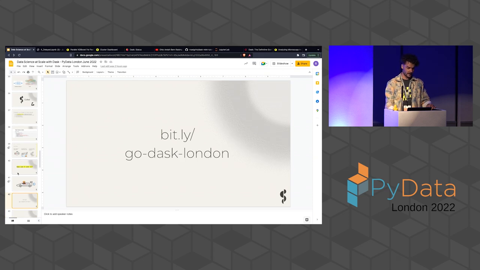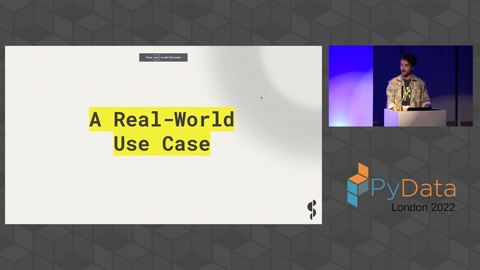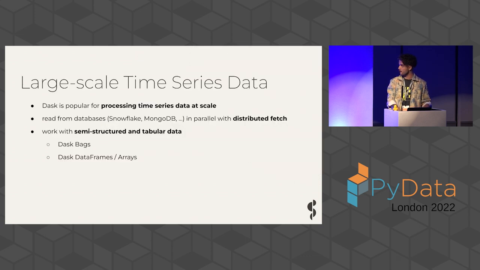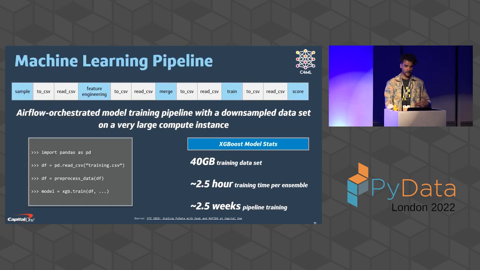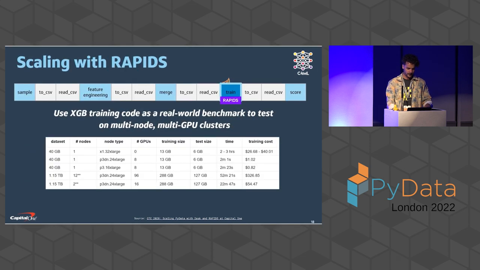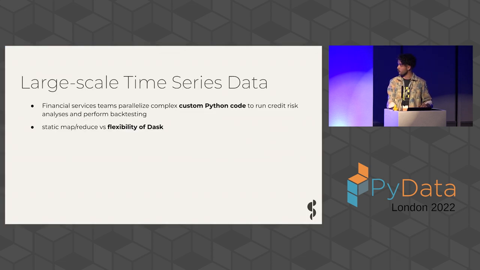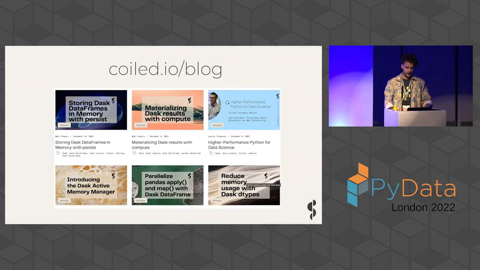The slides that will be shared after the talk also include a real-world use case of Dask at Capital One, one of the big US banks. That's worth taking a look at to see how big organizations use Dask in production. I'm running out of time, so I'm just mentioning it but not going through it.